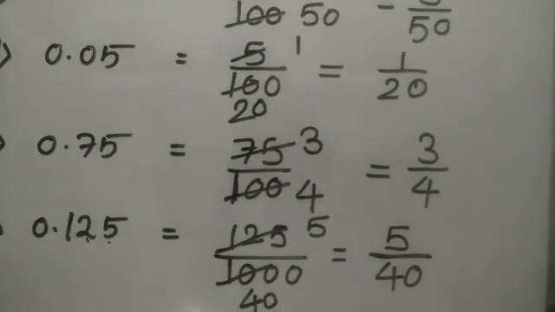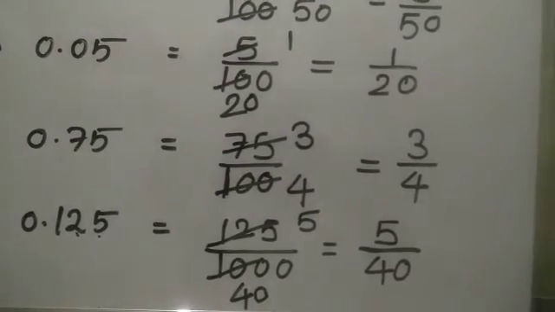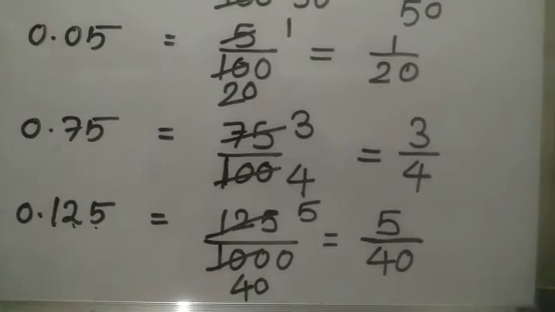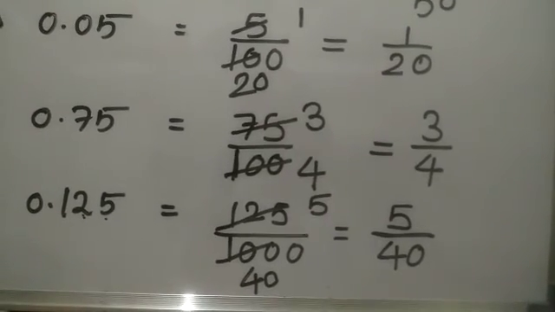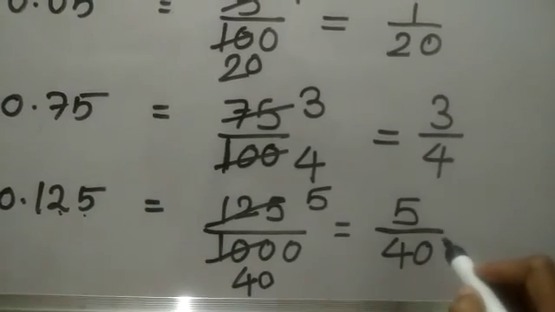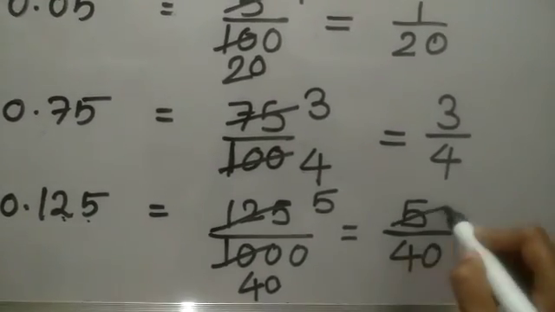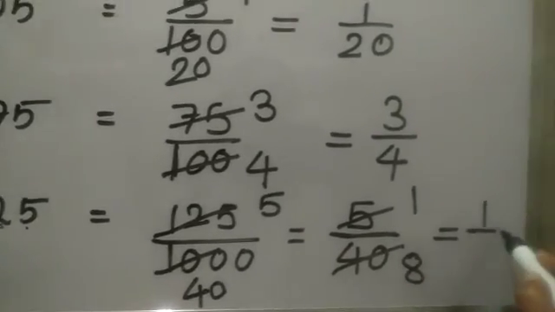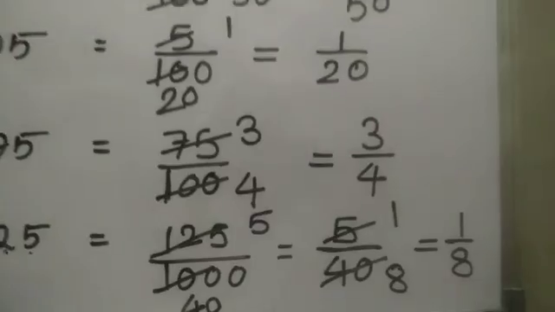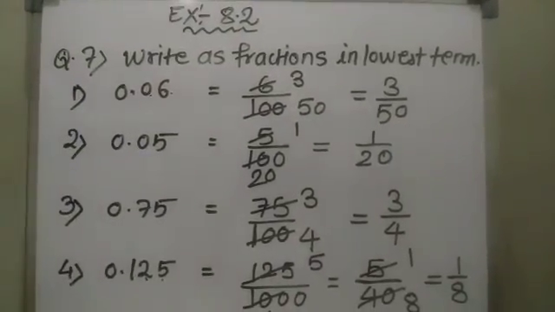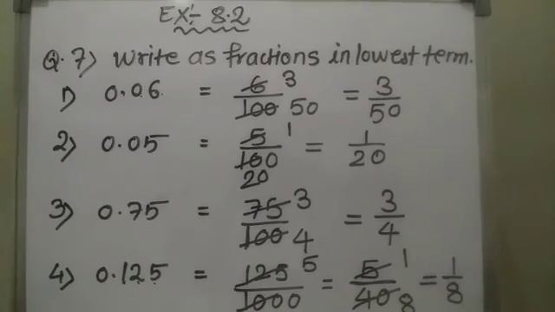Now is 5 by 40 in its lowest term? No. In 5 and 40 again there is one more common factor, that is 5. 5 8s are 40. So let us divide both numerator and denominator by 5 again. 5 ones are 5 and 5 8s are 40. Now the lowest term is 1 upon 8. So likewise you can do the remaining examples given in your textbook.